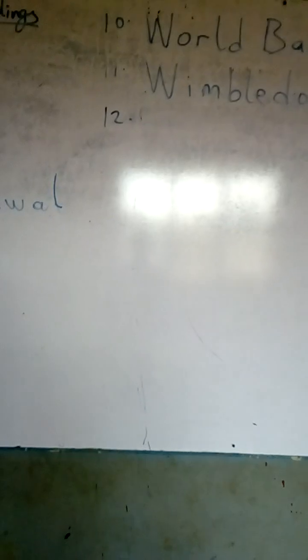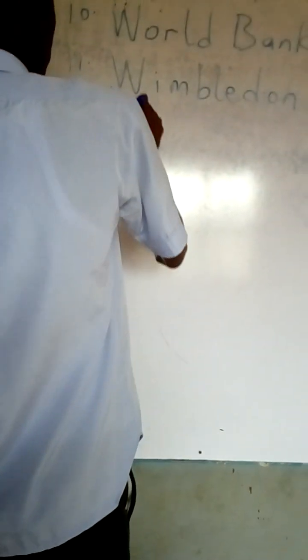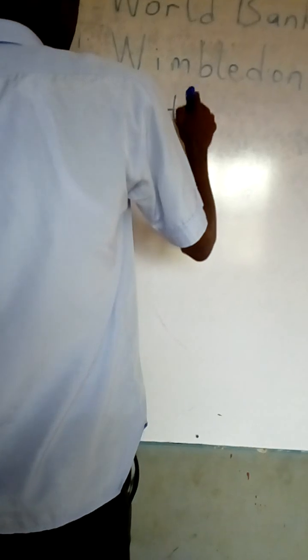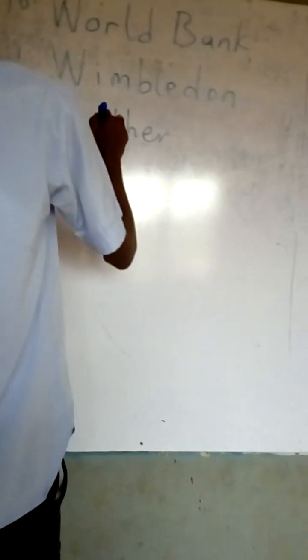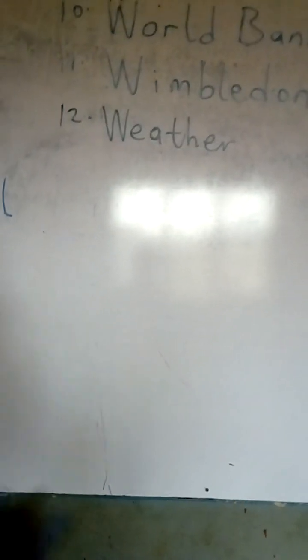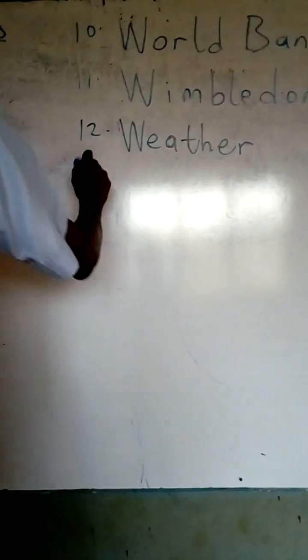Now, the next word I'm introducing to you this afternoon is weather. Spell weather. W-E-A-T-H-E-R. Very good. Weather is W-E-A-T-H-E-R. This is letter A. This is letter R.